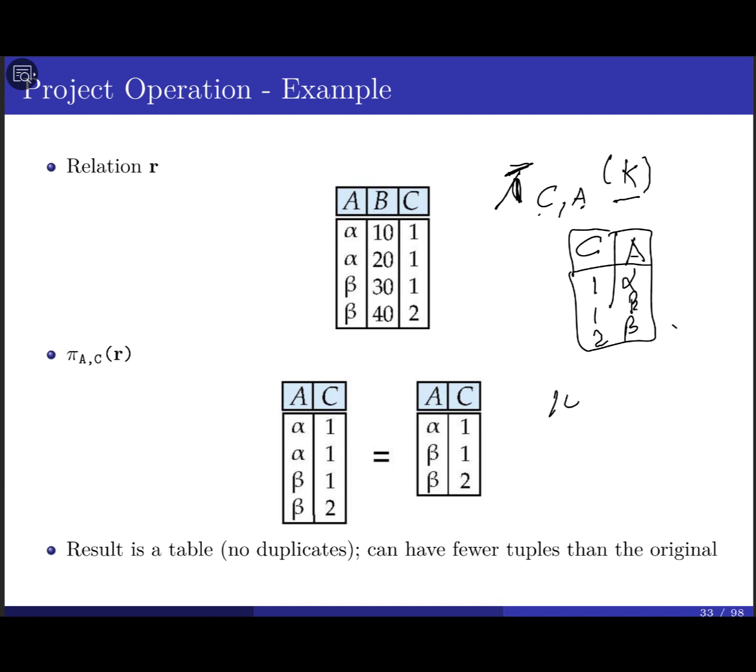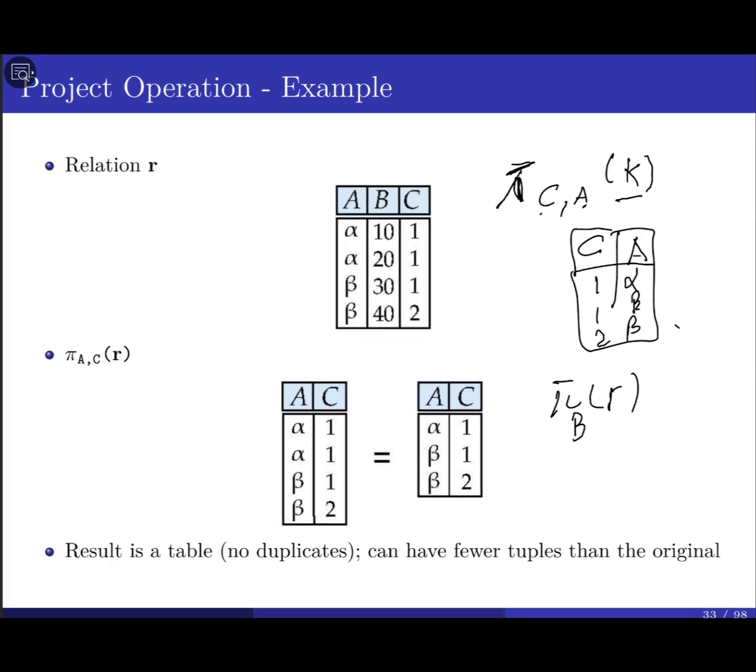How about if it said project, for example, only B from the relation R? What's the result going to be? Project only column B. Exactly. In this case it's going to be 10, 20, 30, 40. So you can specify whatever. If you said, for example, CBA, it's going to have the same relation R but in a different order. Okay? Good.